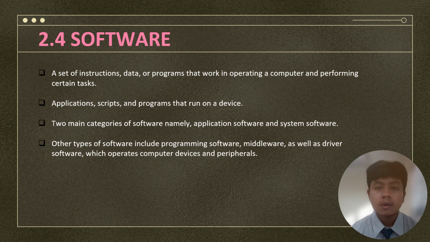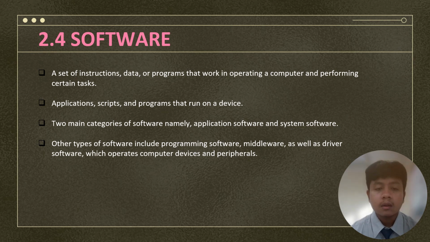Okay, now let's look at the software. The first one, what is software? Software is a set of instructions, data, or programs that work in operating a computer and perform a certain task. It is a term used to refer to applications, scripts, as well as programs that run on a device, and it can be considered the variable part of the computer.